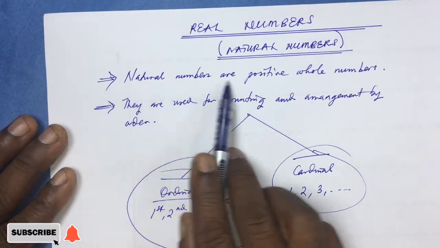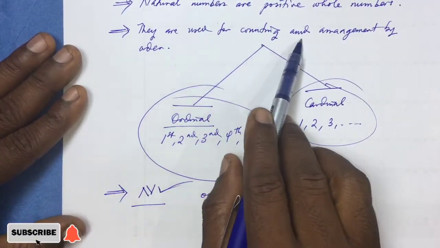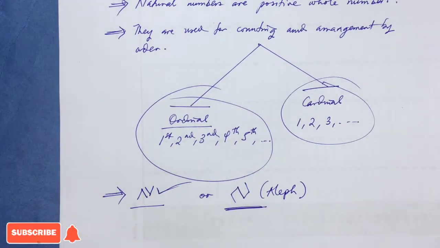Number one, natural numbers are positive whole numbers. Number two, they are used for counting and arrangement by what? Order. So the kind of numbers we use for our day-to-day transactions are natural numbers. Most times we use natural numbers in the marketplace. We use natural numbers in our offices. We use natural numbers in our churches, our religious houses, or our mosque. We use natural numbers wherever we find ourselves to count.